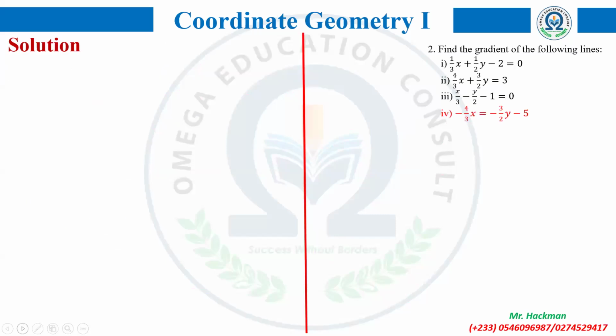Let's move on to the solution. Slide. So now what do we have? Again, question 2, we are finding the gradients. And this time around it is question 2i, not a. So your numbering should be done accordingly and appropriately. We extract our given equation. And what equation are we given? We are given 1/3 x plus 1/2 y minus 2 is equal to 0.